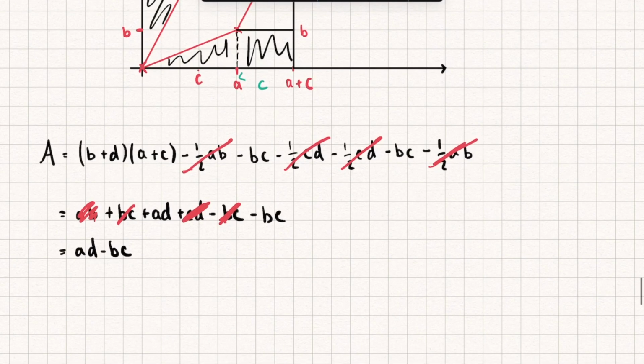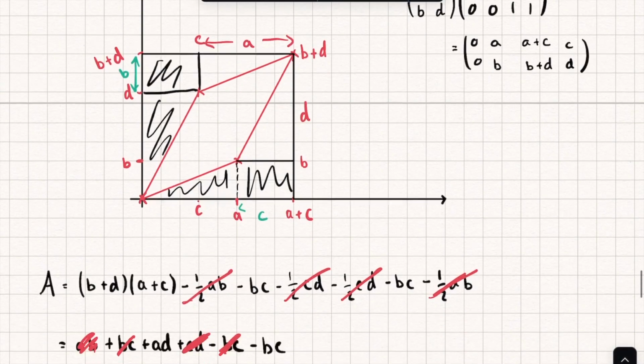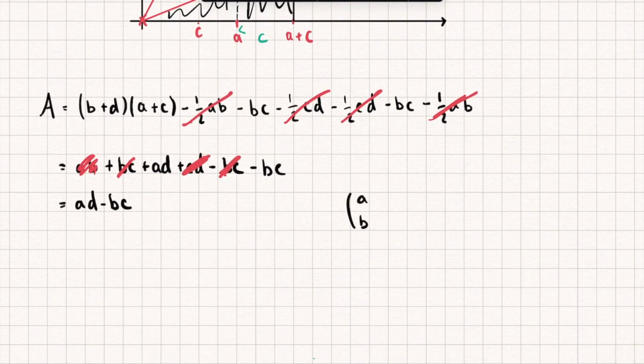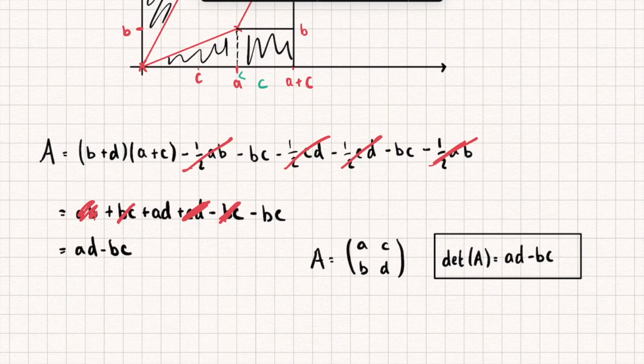And so this is where our formula for the determinant comes from. So if we have a 2 by 2 matrix, like we defined up here, A, B, C, D, let's call this matrix A, then the determinant of matrix A is going to be equal to AD minus BC. So this is a formula that we can use.